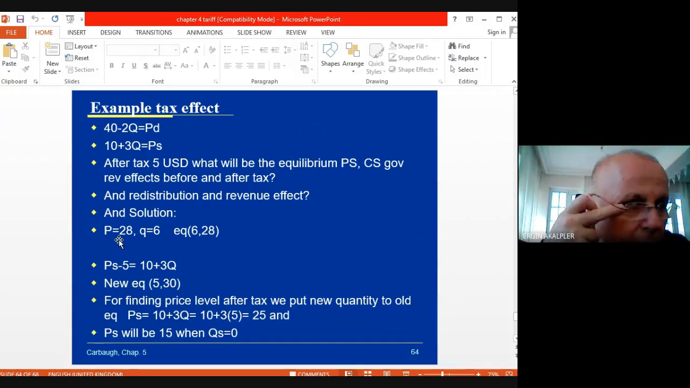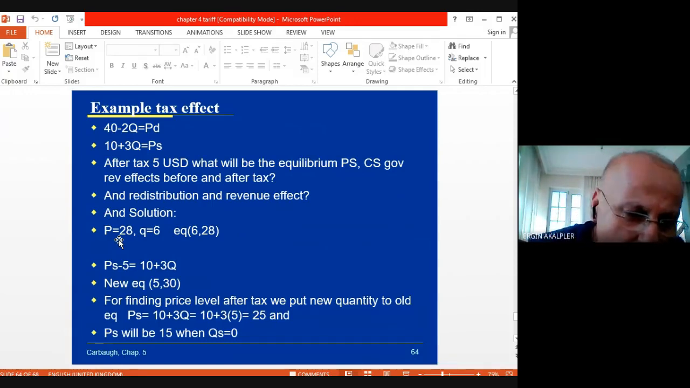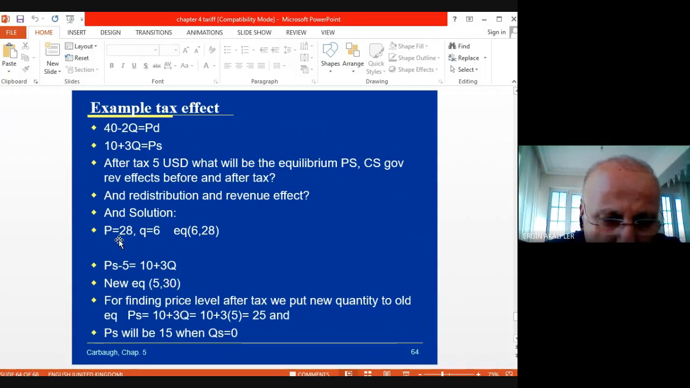And when we apply this 5 unit tax to the supply curve, then we have again minus 5, because it should be excluded from the price, because this 5 unit tax is going to be distributed to the government, as you are observing on the graphic. Therefore, it should be excluded.